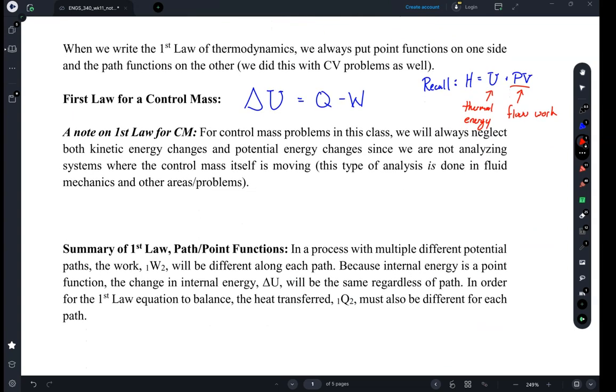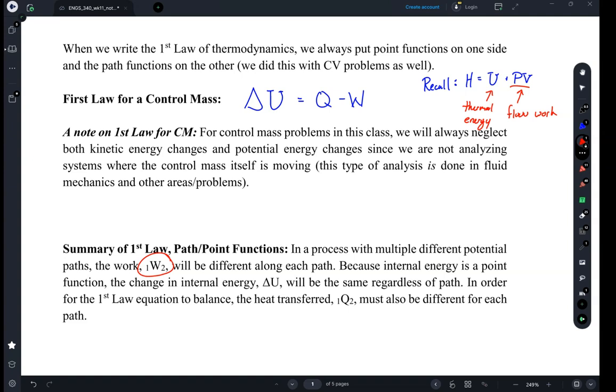All right. So just a quick summary. Often we'll use terminology like this, W12, to say this is the specific path between, say, point 1 and point 2. We'll do that instead of saying this is the work of turbine 1 or compressor 2 or whatever else we would have done in control volume problems. We'll look at the path between state 1 and state 2.